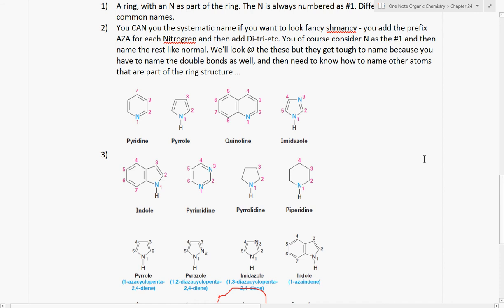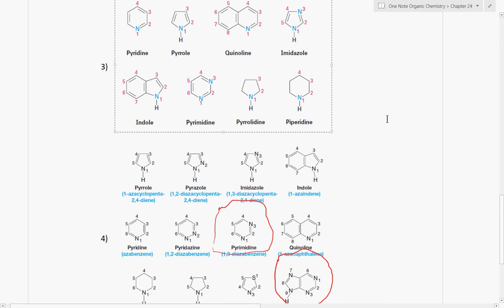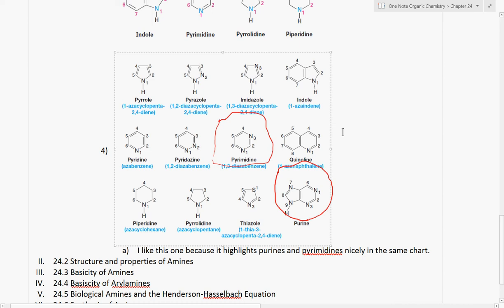And then you need to name the double bonds and everything else as part of the ring structure. So we'll just use this group right here. So here's some of the common names. And in the second chart, the second chart also has the systematic name. And I circled pyrimidines and purines, which should ring a bell from your bio classes. Those are your nucleotide bases.